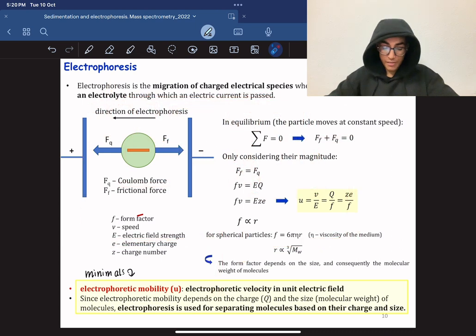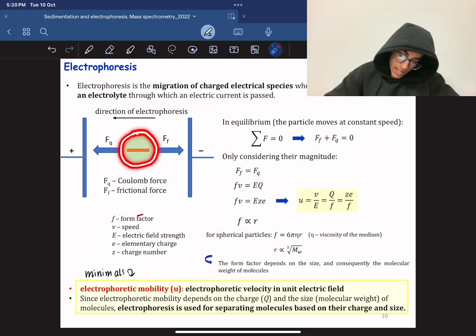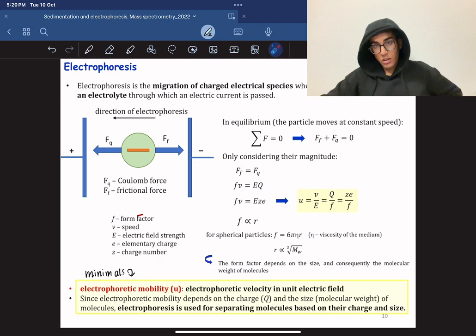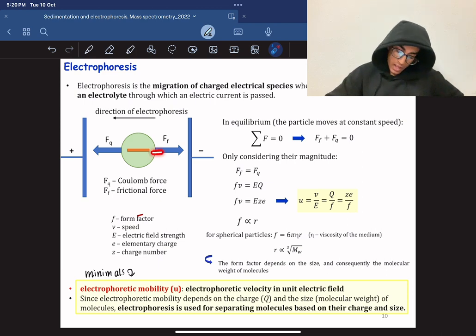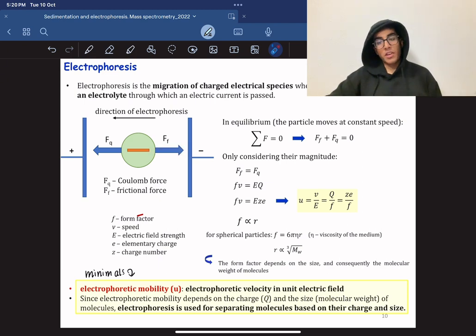Boom, got it, finished. Over here, we have a particle which has a negative charge. So it is going to scurry towards the positive side. And we can see that this is because of the force applied on this object due to the electric field. And over here, we will obviously experience friction. We always experience friction.